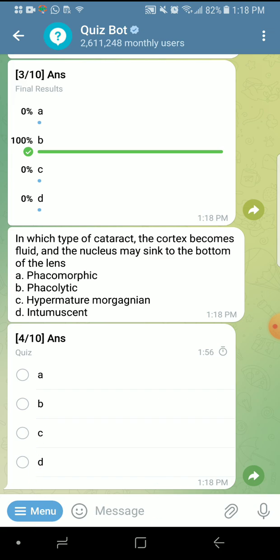Now, cortex is the periphery of the lens and center is the nucleus. If the cortex is liquefied, the nucleus sinks to the bottom. That is seen in hypermature Morgagnian cataract. Now, many people might have answered this phacolytic, that is glaucoma. Hypermature Morgagnian cataract will lead to phacolytic glaucoma. But my question is, which is a cataract? So answer is C.